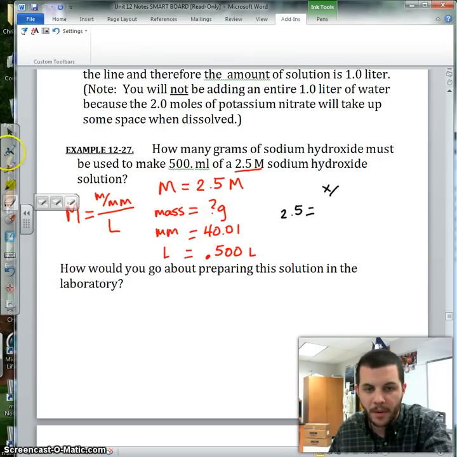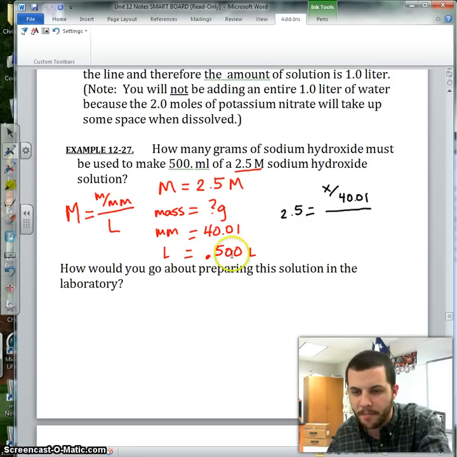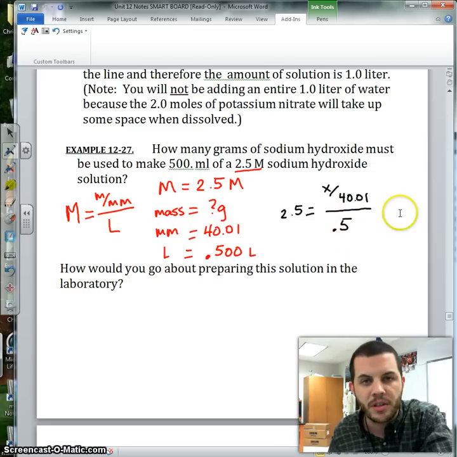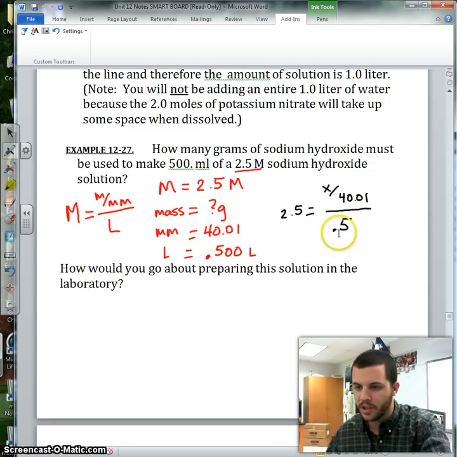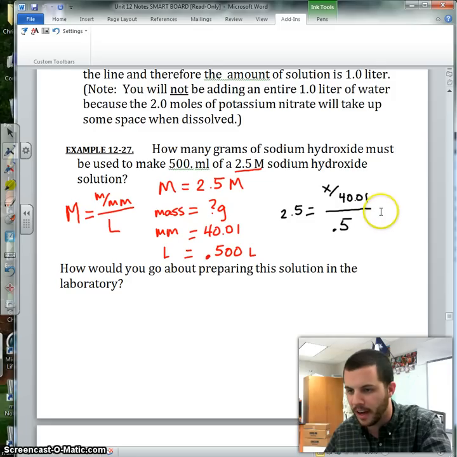Okay, so I'm going to do X over my molar mass, which is 40.01, divided by my liters of solution, which is 0.5, and now I just solve for X. In order to solve for X, I've got X way up here, so I need to multiply both sides by 0.5.